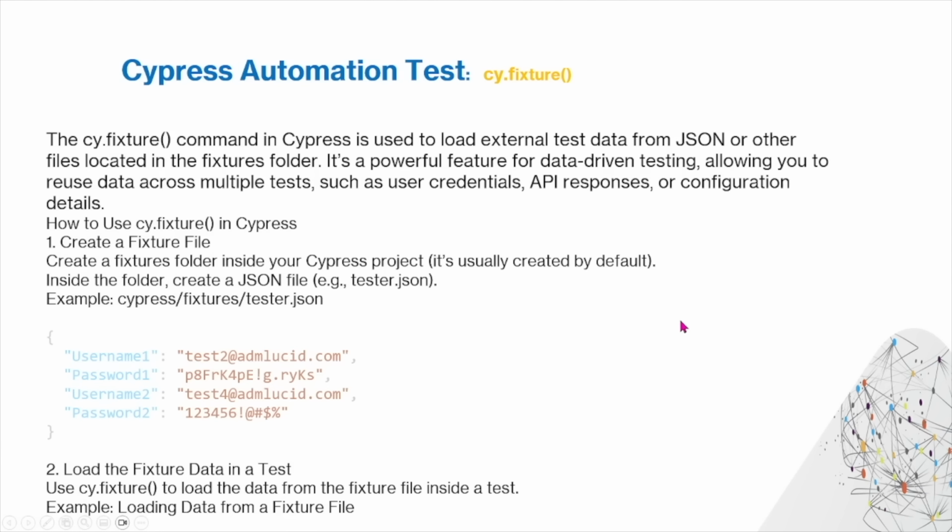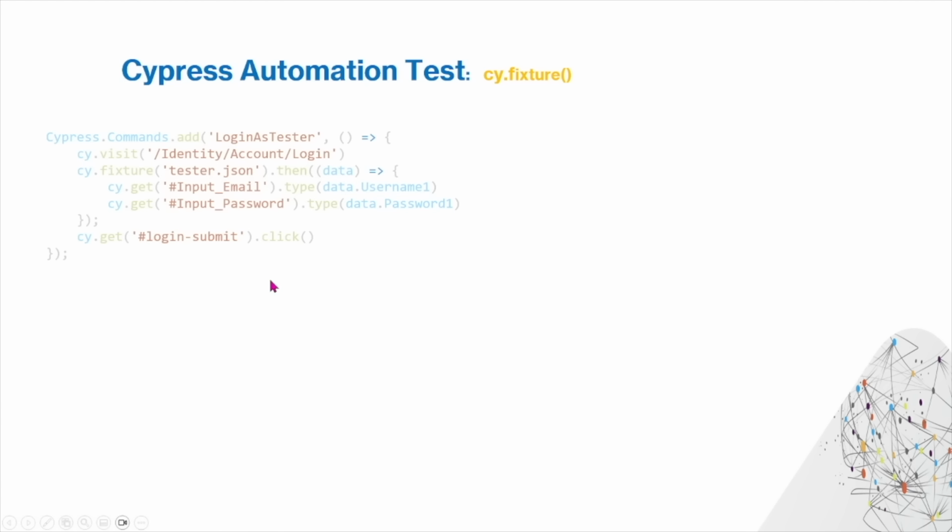The second thing to do is to load the fixture data into a test. Use cy.fixture to load the data from the fixture file inside a test. An example is loading data from a fixture file. So this is the example. You're using cy.fixture to load tester.json. And then within that tester.json file, you load the other different inputs, for example, the email and the passwords and so on.